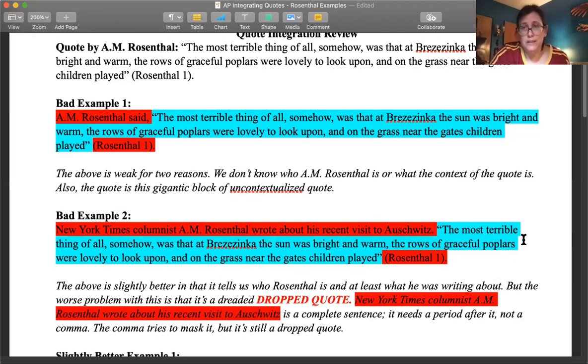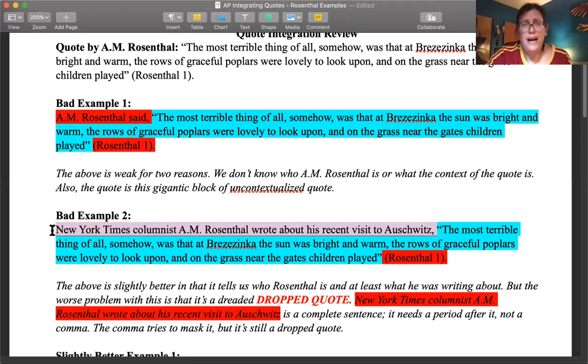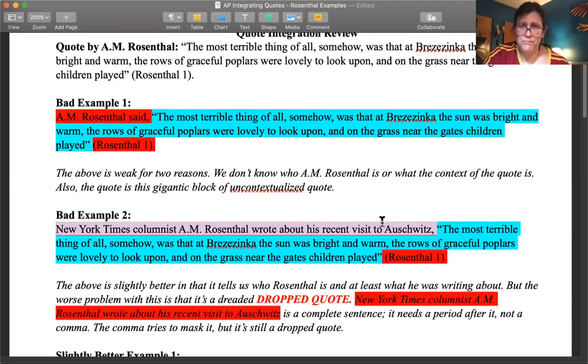But AP students will often just put a comma there and say, okay, well, I'm introducing the quote, done. But now not only have you used a dropped quote, but you've punctuated a sentence incorrectly and created a run-on. So you're in even worse shape. Don't do this. Be very careful about this. Whenever you have a tag phrase before the quote, make sure it's not a complete sentence. If it is, you've got a problem and it needs to be revised.